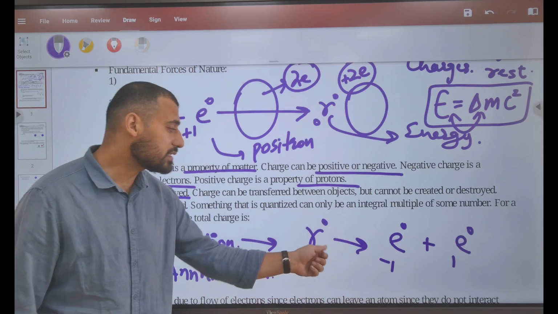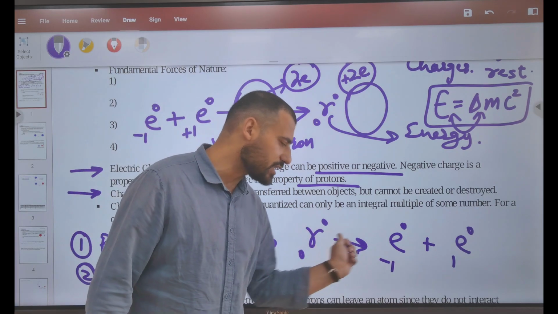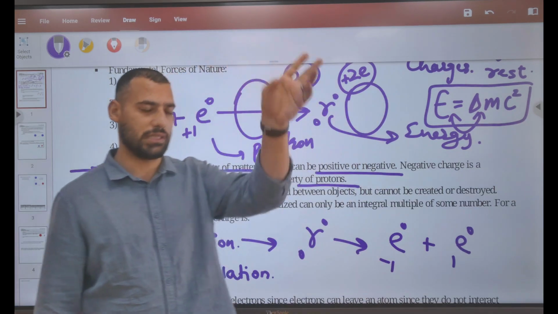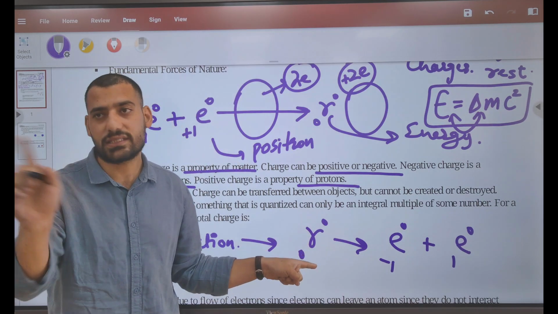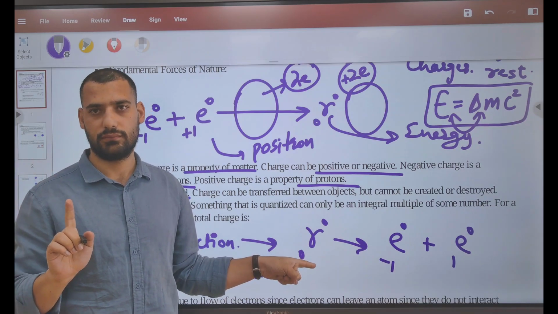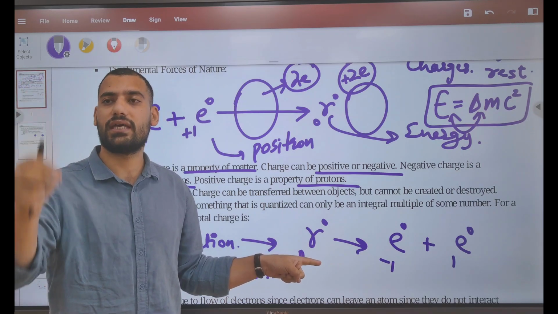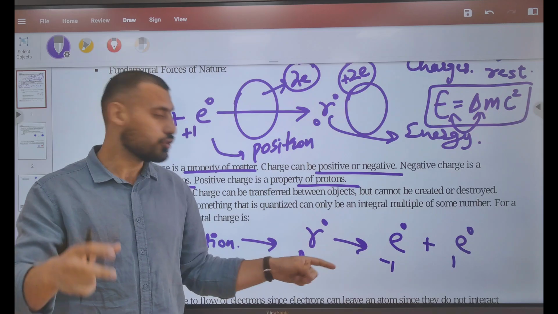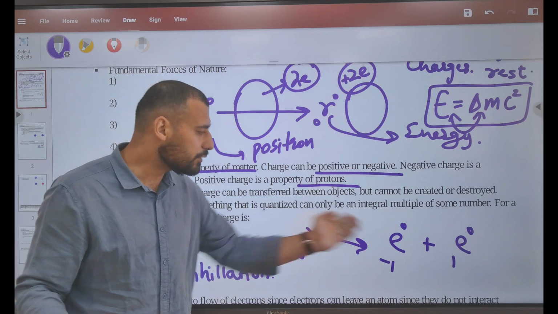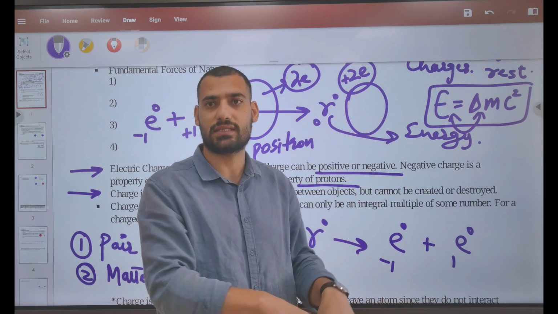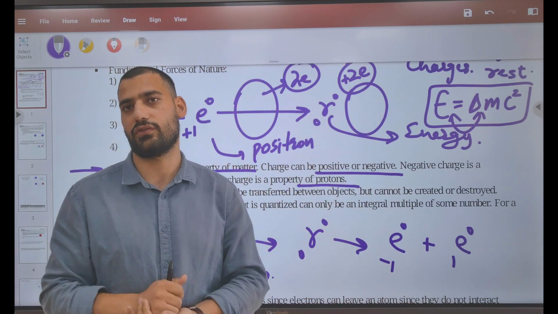Now you will say, sir, this was neutral, so this charge has been transferred. I understand your concept, but the thing is, this does not have mass. And without mass, charge does not exist. Is that fine? Charge only exists whenever there is mass. So when there is no mass, this is energy. It has no mass. How is it possible that it has created mass and that mass has charge? So this is an exception to the law of conservation. Is that fine?